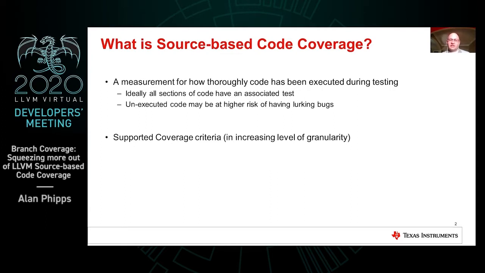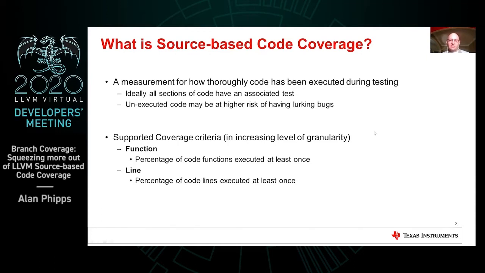Code coverage is usually supported by various criteria, and LLVM supports three. It'll give you function coverage, which will tell you how many functions in your code have been executed at least once. It'll give you line coverage, which will give you the total number of lines executed at least once. And it'll give you region coverage, which will tell you how many code statements in your code have been executed at least once. LLVM's source-based code coverage is called source-based because it's tied directly to the source code through the abstract syntax tree representation, which is a very accurate representation of the source code.